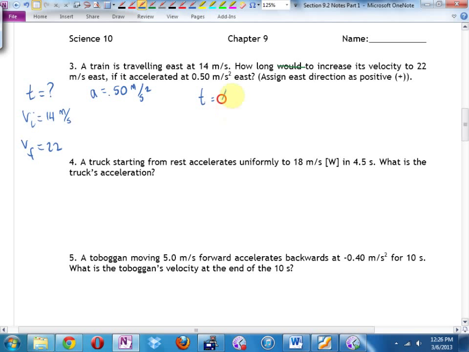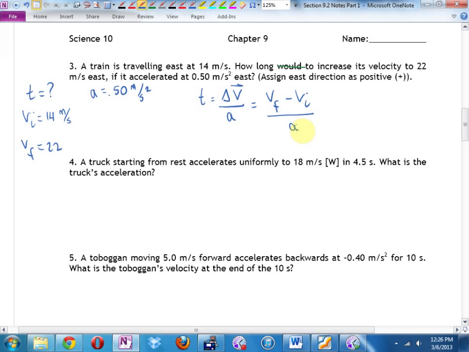Time is change in velocity over acceleration, you say? I don't have a delta v. Oh, wait a minute. What is change in velocity? What's change in anything? This is going to be v final minus v initial over a. See how we're putting this all together?